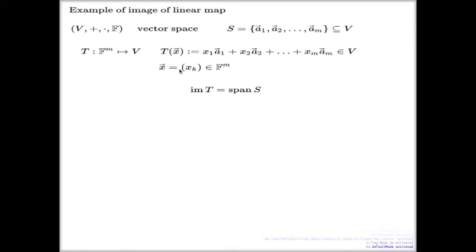And as soon as I prove that this T is a linear map, it will be an alternative independent proof that the span is a subspace. Because this time it will be like, because the image is a subspace, that's why span is a subspace.